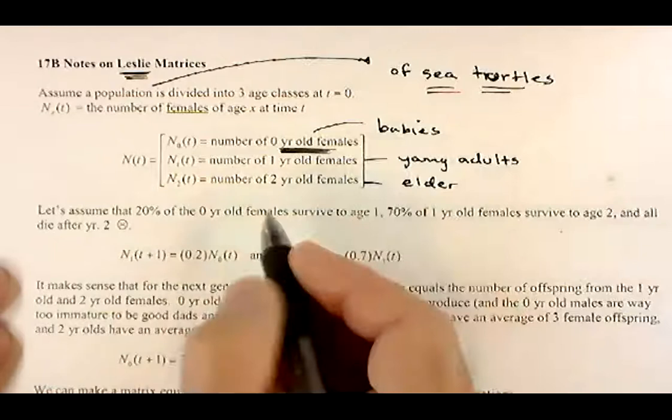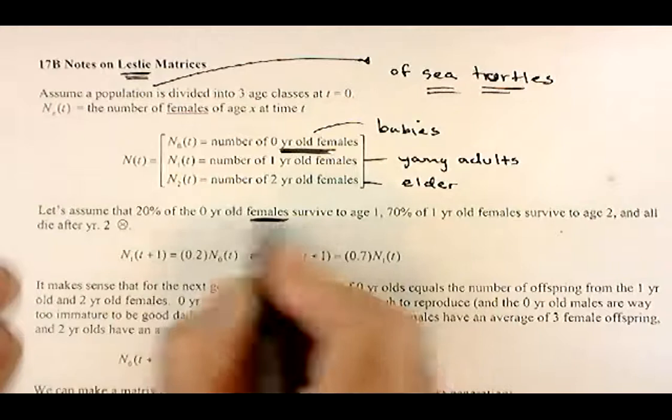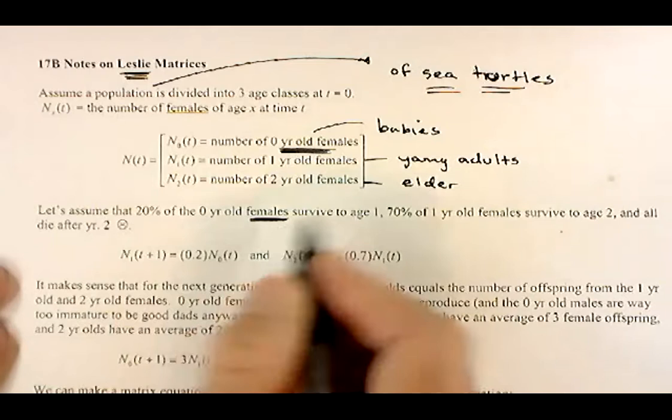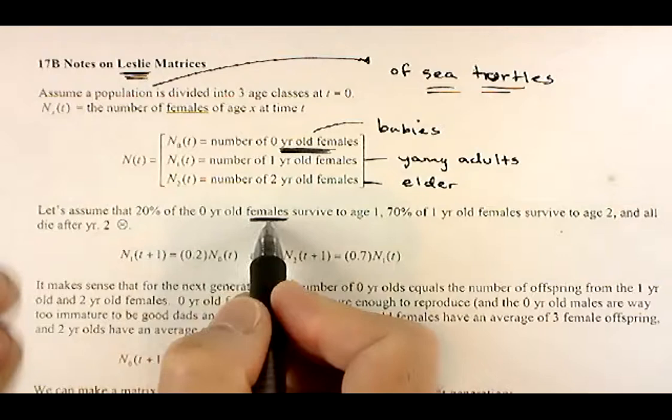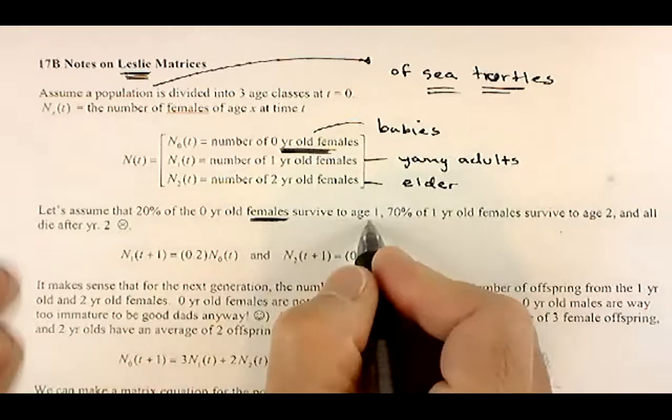So let's assume that 20% of your 0-year-old females, the babies. Oh, by the way, sorry guys, but with Leslie matrices, when they're studying populations, usually we just focus on the females. They're the ones bringing in the next generation of sea turtles, so it's all about the females here. So let's assume that 20% of the baby female turtles survive to make it to age one.